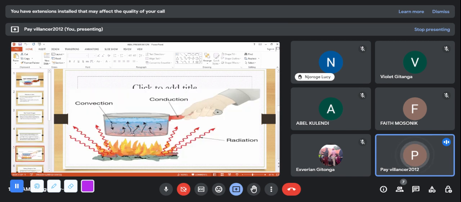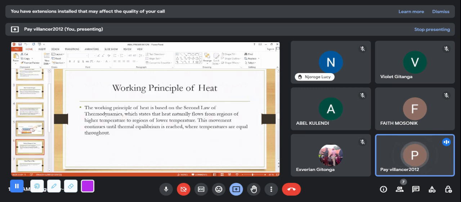Now, there's an image there indicating the various modes of heat transfer. We have conduction, we have radiation, and convection. That image, its main objective is just to simplify how the modes of heat transfer take place.